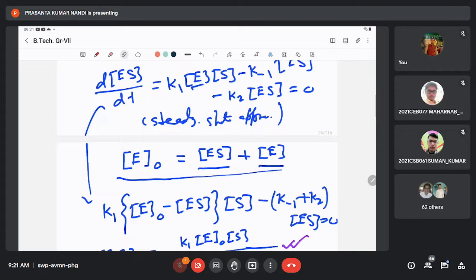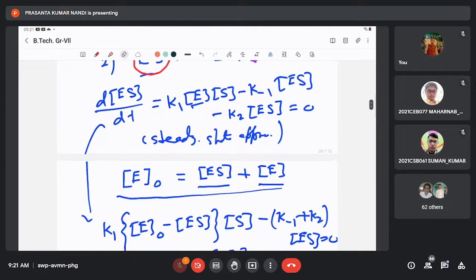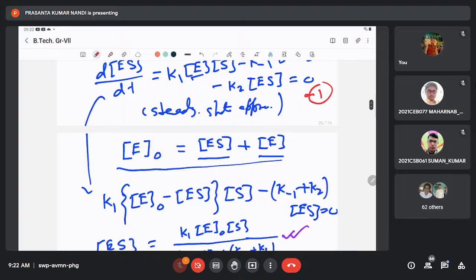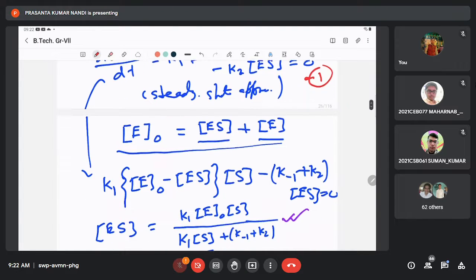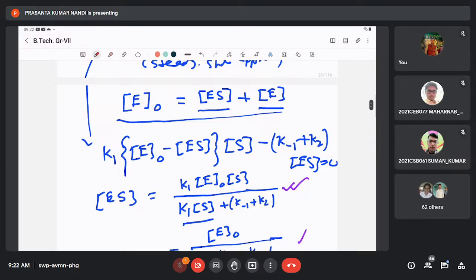If you look at this steady state expression, there we replace E by E0 minus ES in the steady state equation, that is equation 1. We put the expression of E and simplify it. Okay, and we find an expression of ES, the concentration of the intermediate species, coming out to this. Right.